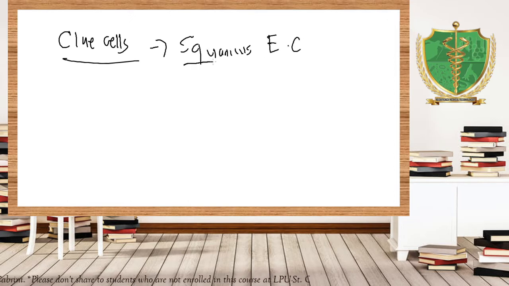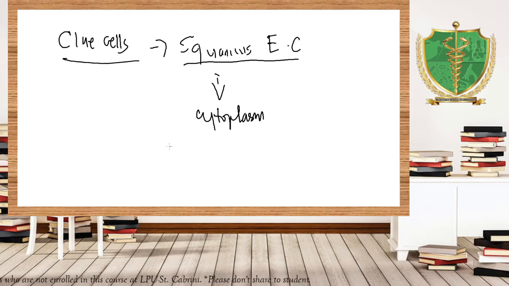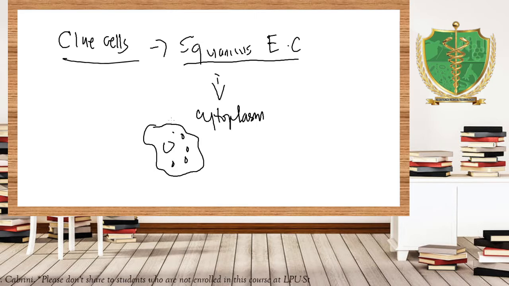Okay? Clue cells are squamous epithelial cells, and on the cytoplasm of these squamous epithelial cells, it looks like a sunny side up egg. On the cytoplasm of squamous epithelial cells, there are bacilli or bacteria, which is considered pathological.